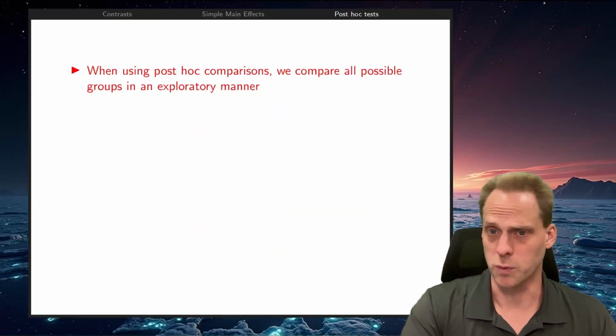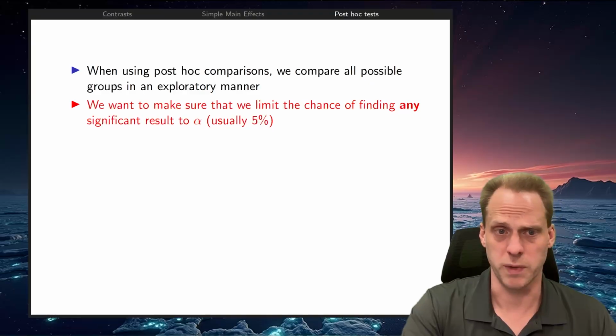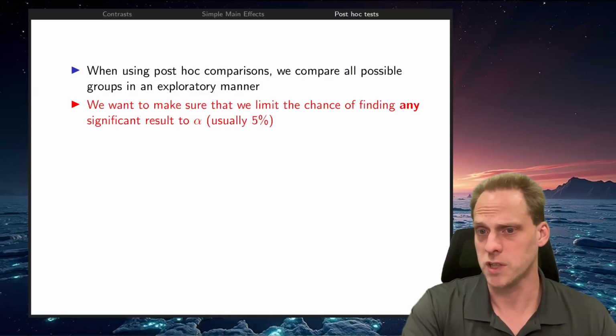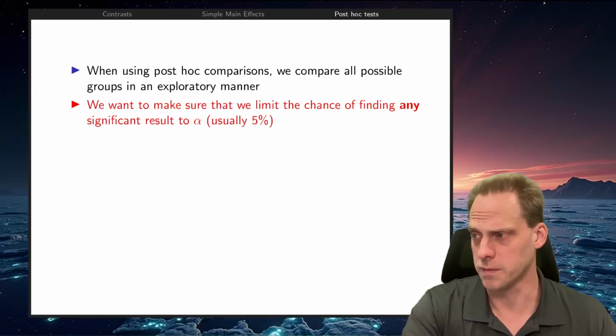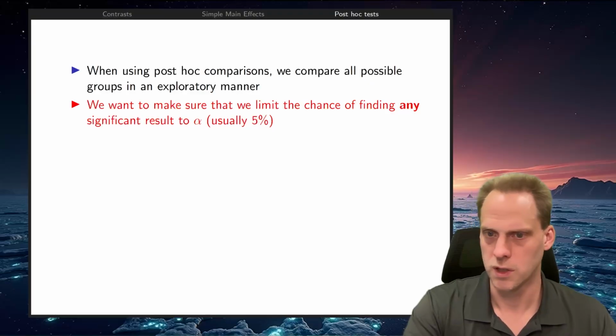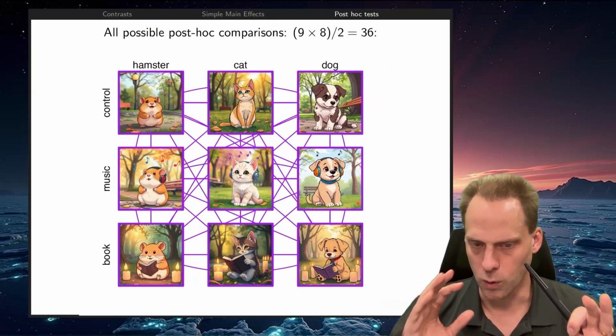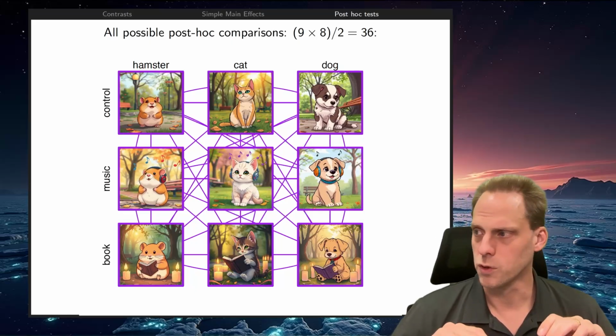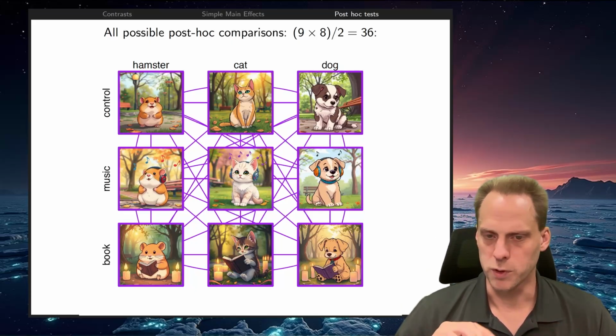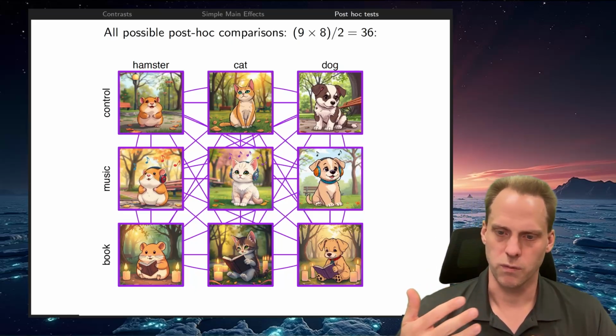So when using post hoc comparisons, we compare all possible groups in an exploratory manner. We want to make sure that we limit the chance of finding any significant result to alpha. Any significant result. We want to make sure that out of all these comparisons, suppose they're all 0, we only get a significant result 5% of the times out of all of them.